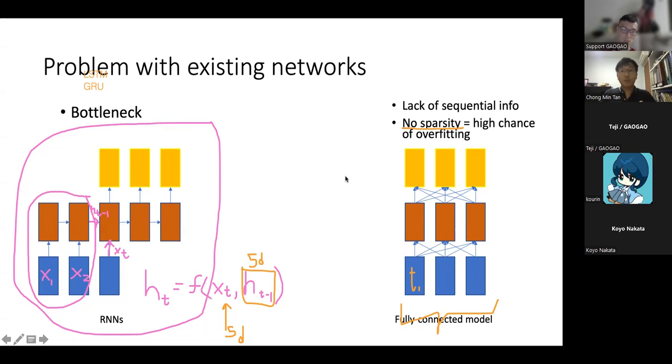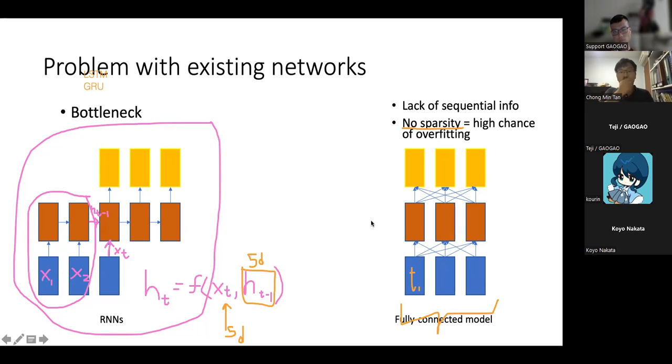So what can we do? Any suggestions? How can we solve this bottleneck? If you can solve this issue, you can probably be a Google researcher already, because this is something that people took years to solve.